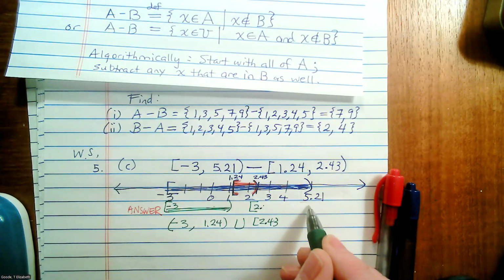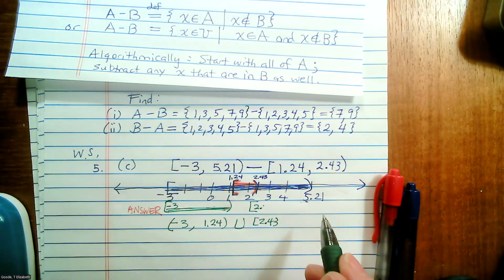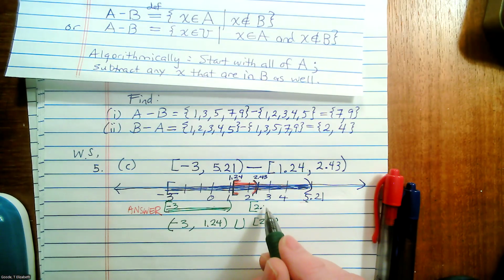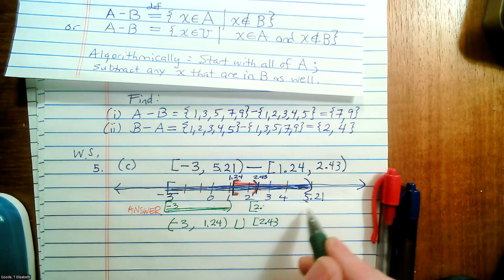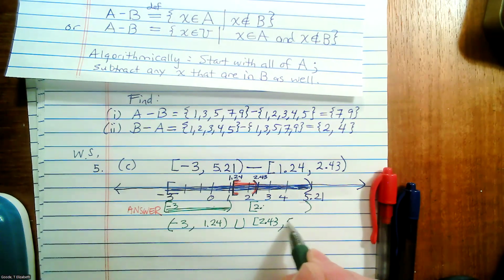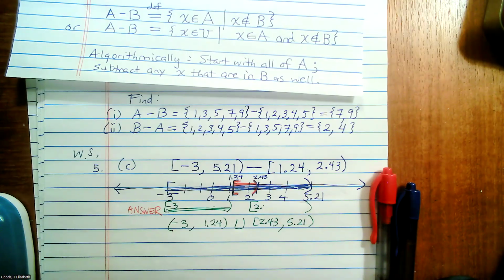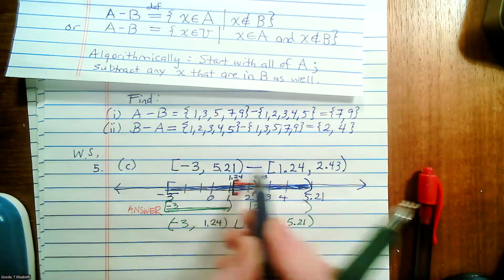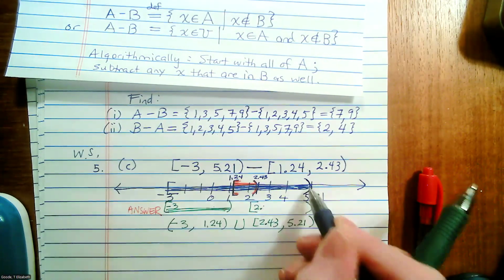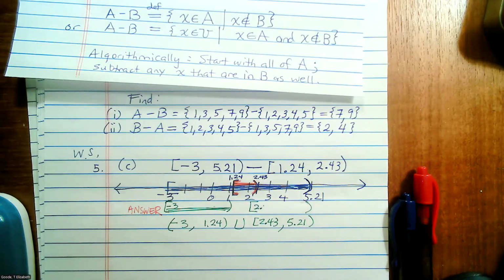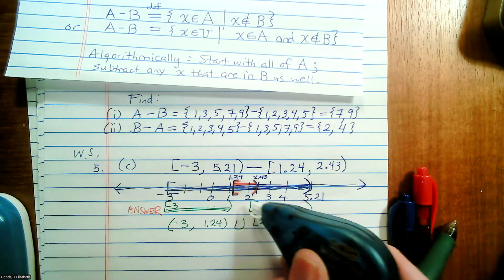And then I have a question as to how you write this, right? You could say 5.21 open bracket, or you can say 5.21 closed bracket. It cannot be closed because it wasn't in this set to begin with. Oh, excuse me, sorry, I didn't mean to say that. I meant to say 5.2 closed bracket. Does that matter?